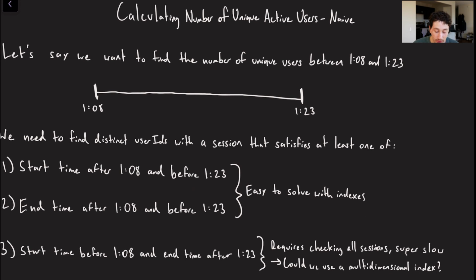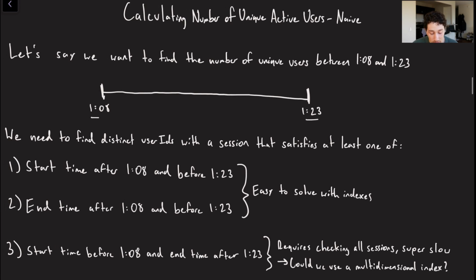So the first way that I'm going to demonstrate is what I would call the naive calculation. So let's say that we want to find the number of unique users that we've seen active at any time between 108 and 123. So this is our start and our end time right here. So we're basically going to have to do 3 different checks and then combine them all into one set.